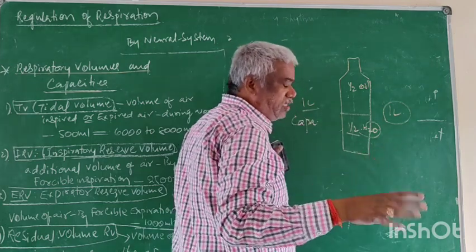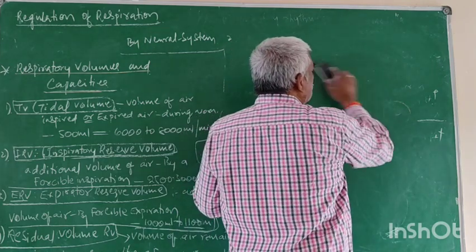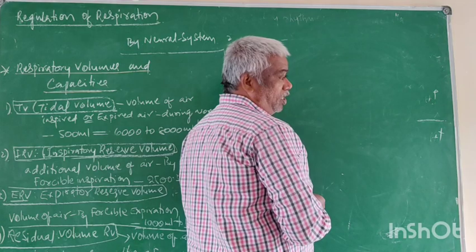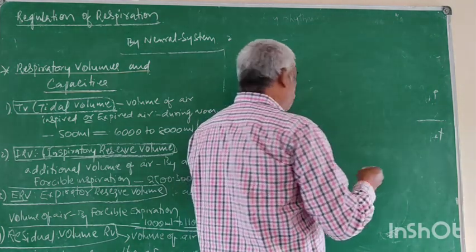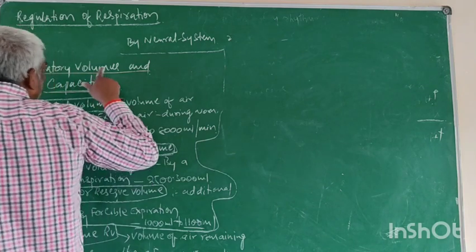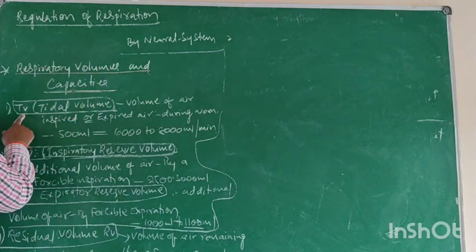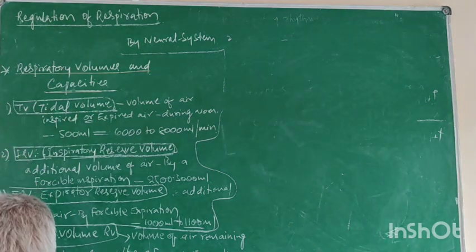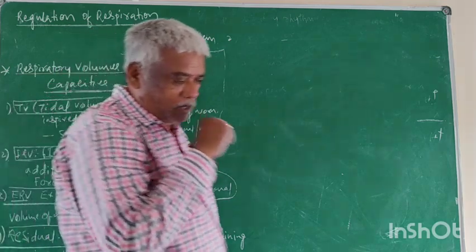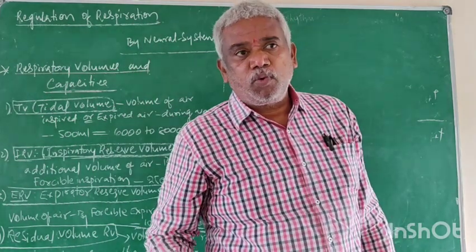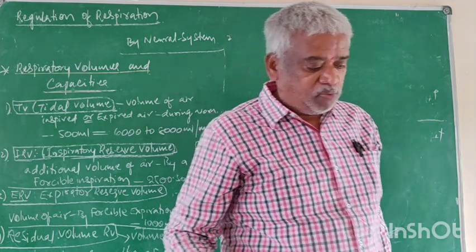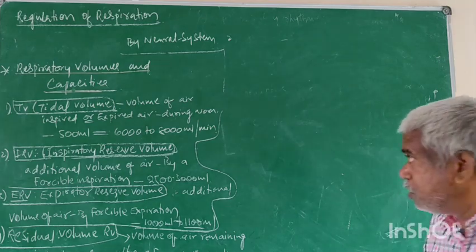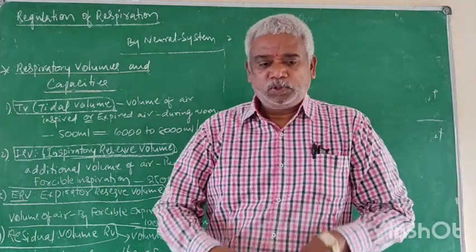This is one type of knowledge. But now take another type. It is very important. See, respiratory volumes and capacities. Now what is this? TV, tidal volume. Before going to this, I want to say something. At the time of the respiratory system, I wanted to explain this topic, but unfortunately I will forget. See, this is the trachea, suppose.